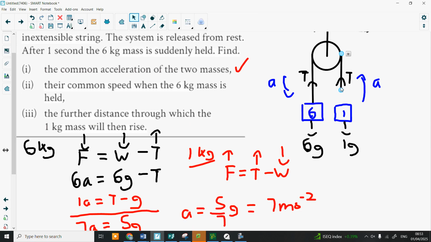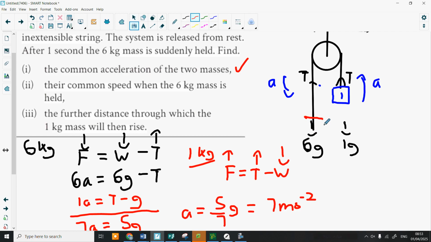Now, after 1 second, would you agree that this one's moving upwards? So this tension, that string goes upwards, and this guy goes upwards. And the 6G, what happens to that string? The overall string doesn't get longer, but the 6G falls a little bit. And all of a sudden it's held. Bam, we hold it. It can't go any further. We're looking for its velocity just before we hold it.